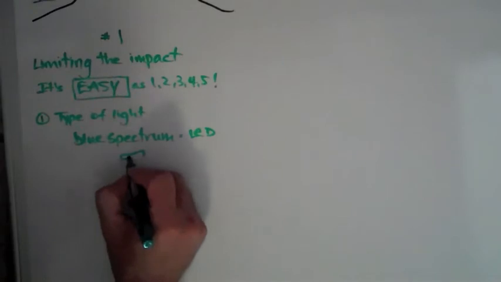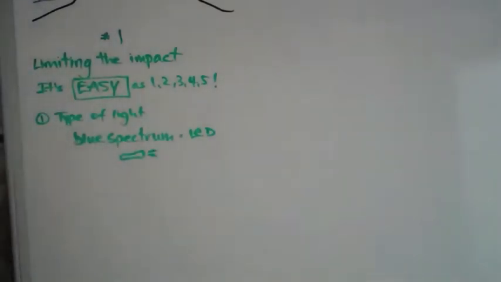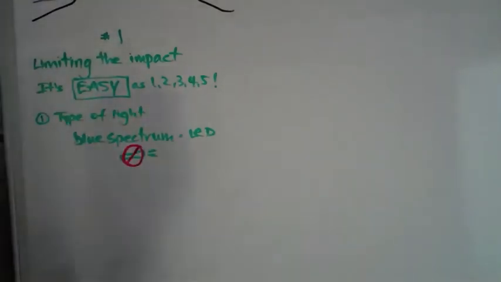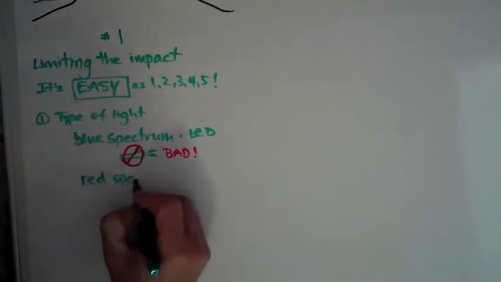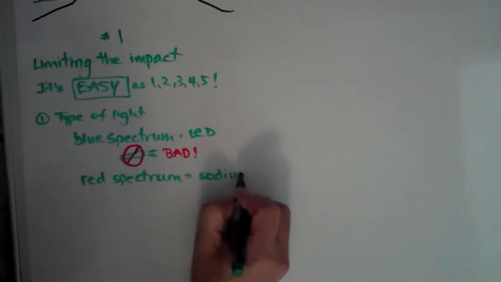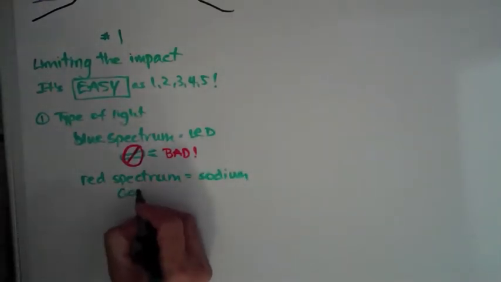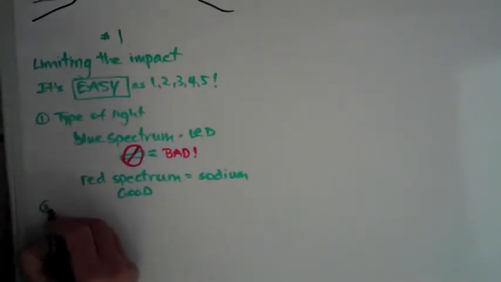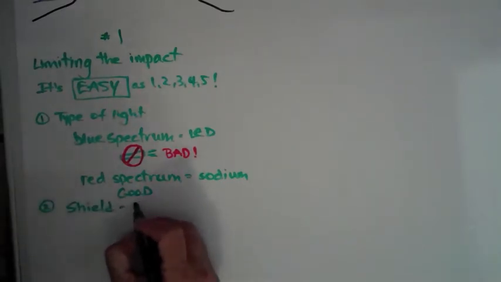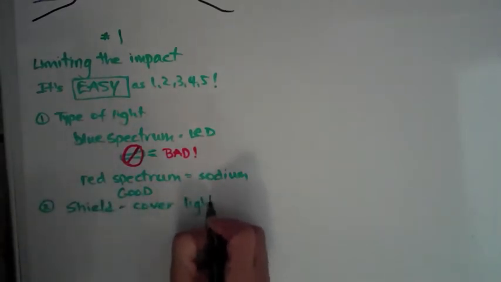One thing is you can change the kinds of lights we use, especially for outdoor lighting. It turns out that lights that are heavy in the blue spectrum are bad, and that would be like LED lights, which you think are good because they don't use very much energy, but they're bad for light pollution. The ones that are good are the red spectrum lights, and those are sodium lights, and they're the pinkish ones that you see in the streets or in parking lots in outdoor lighting.